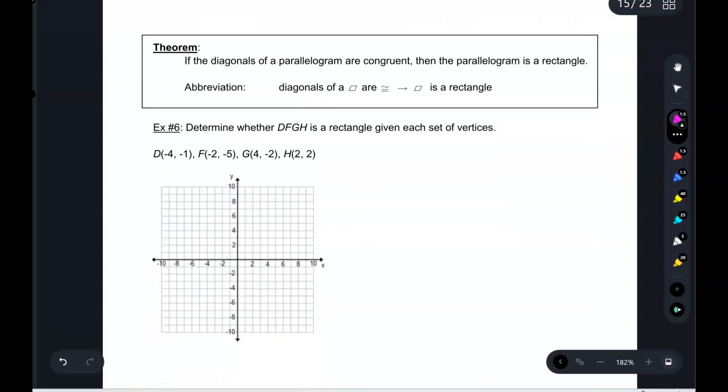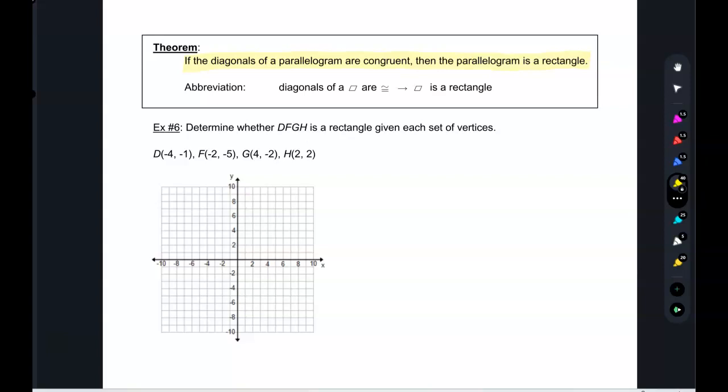All right, last thing. So now we're just going to look at the converse. If the diagonals are congruent, then we have a rectangle. So this is just how can we prove that if the diagonals are congruent, then it has to be a rectangle. Okay. So let's graph it. All right, -4, -1. Here's D.